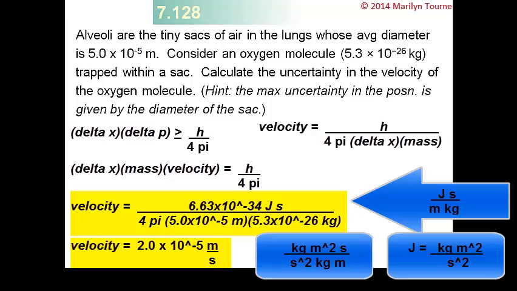The final answer again is 2.0 times 10 to the negative 5 meters per second. That is the uncertainty in the velocity of the oxygen molecule that's trapped within an alveoli sac.